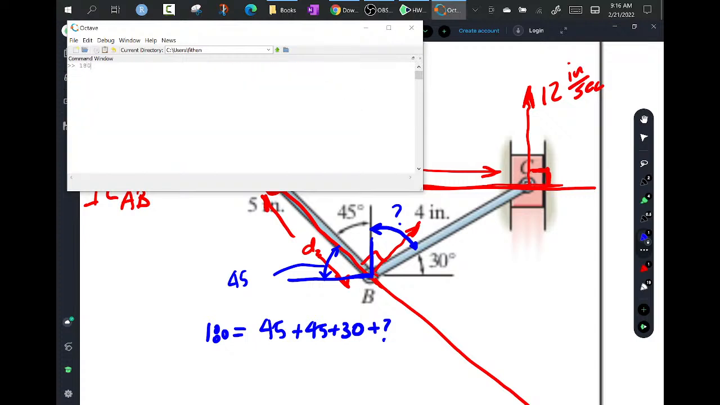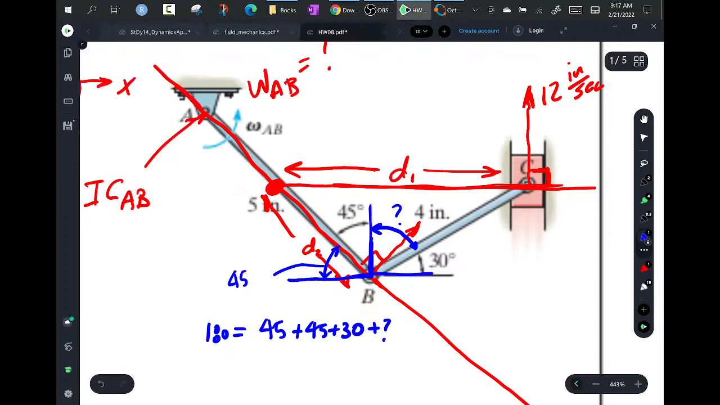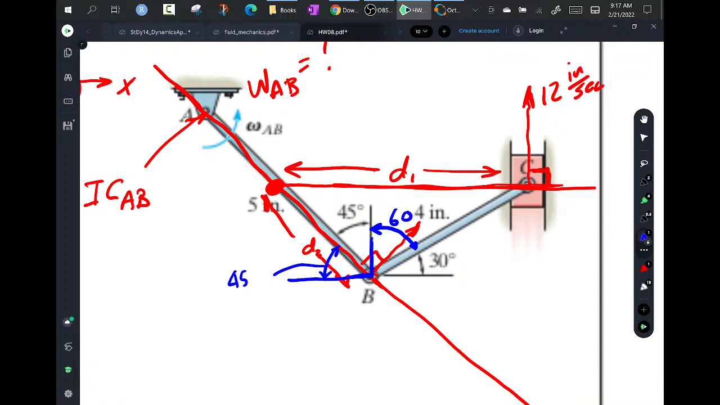So 180 minus 45 minus 30 should give me 60. There are other ways you could figure this out too. One is this is 90 degrees to here, and so it has to be 60, based upon 30 plus something having to equal 90. There are 2 or 3 ways to do that. I did it the long way. So this becomes 60. So now you've got a triangle.